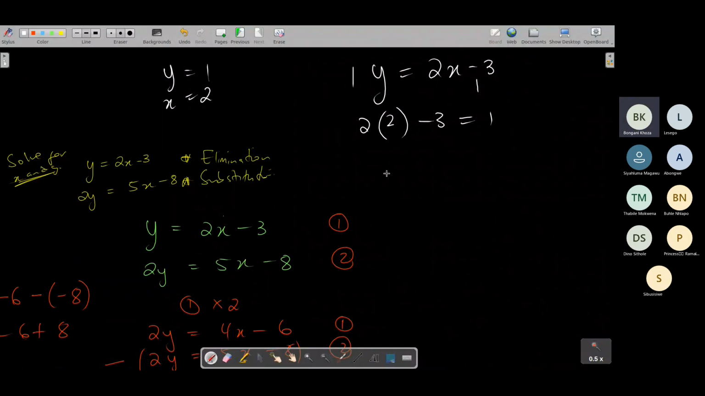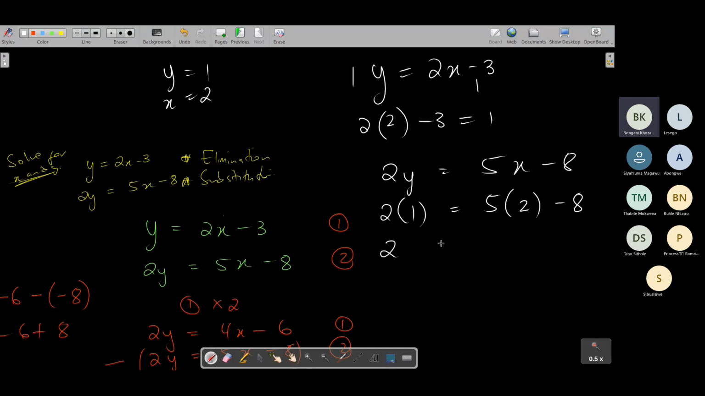You can check using equation number 2. You have 2y equals 5x minus 8. So here it's 2 into 1, and this is 5 into 2 minus 8. 2 times 1 is 2. And then this is 10 minus 8, which is 2. So 2 equals 2. Our left is equal to our right. So these solutions are correct.